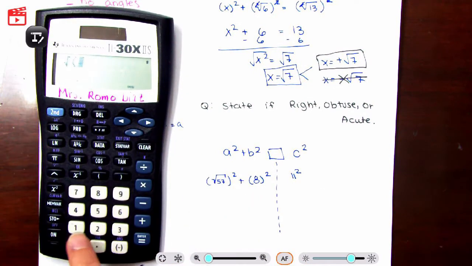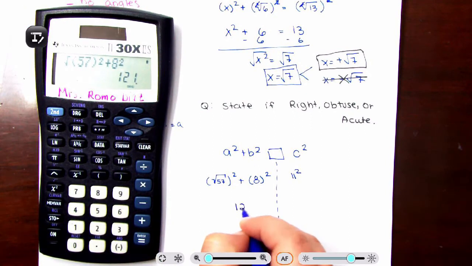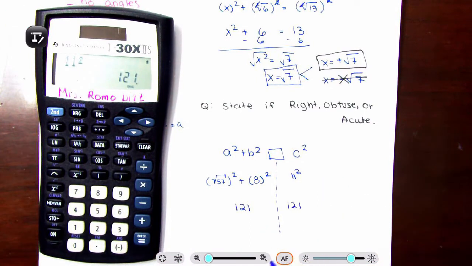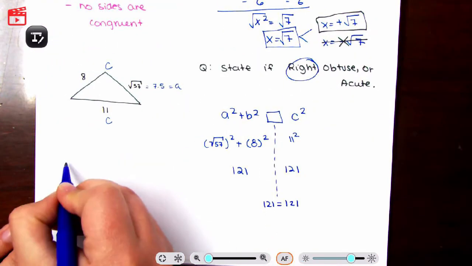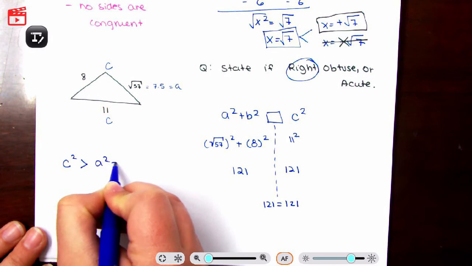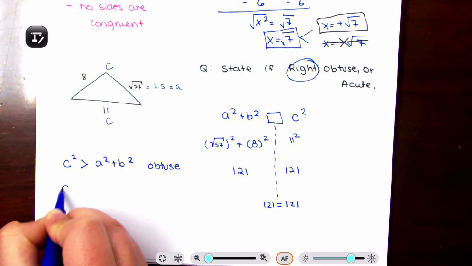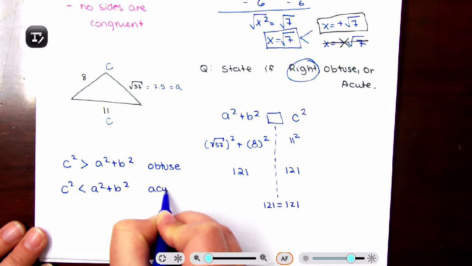I have the square root of 57 squared plus 8 squared. And that's equal to 121. Then we do 11 squared, which is equal to 121. So because 121 is equal to 121, that means the triangle that we have is a right triangle. If C squared is greater than the summation, this is an obtuse triangle. And if C squared is less than the summation, that means you have an acute triangle.